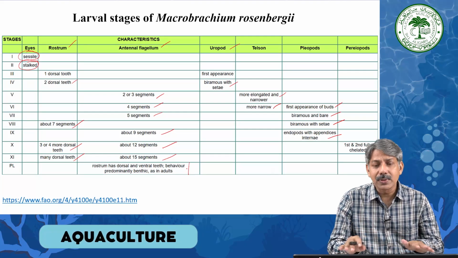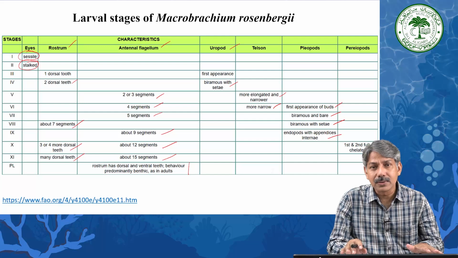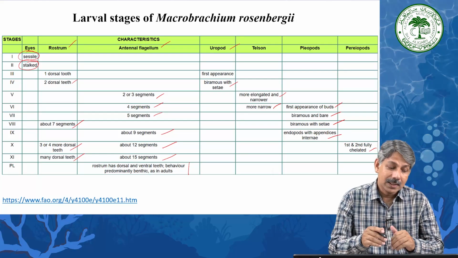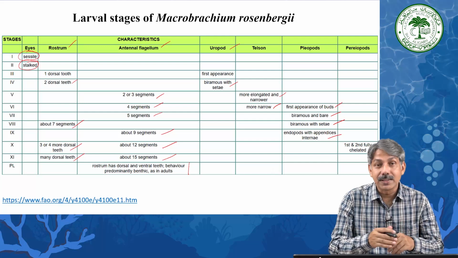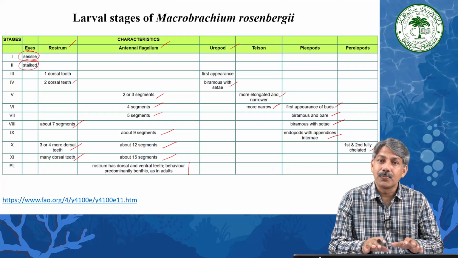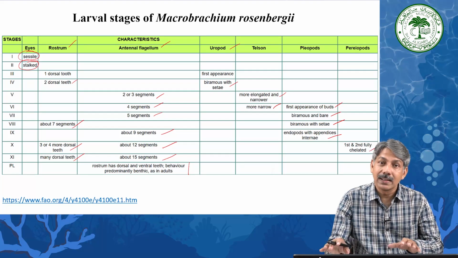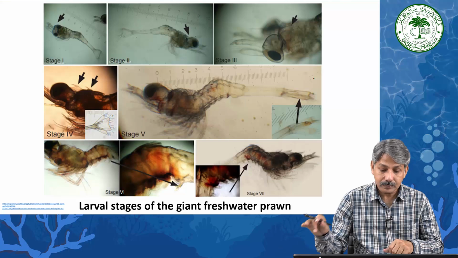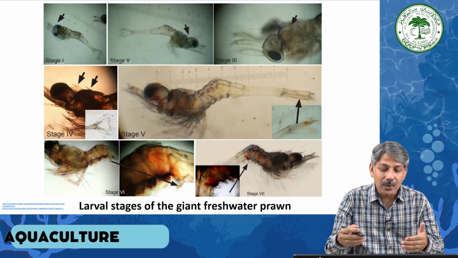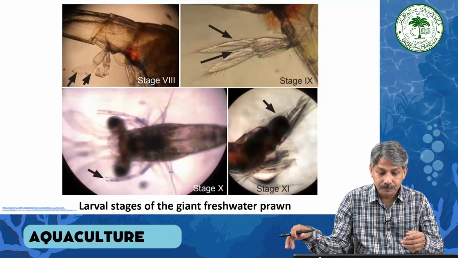So a beautiful distinction of characteristics of different body parts in order to distinguish different stages of Macrobrachium rosenbergii, which becomes very useful, of immense utility if you are running a hatchery. These are photographs of these stages that you can correlate with the characteristics.